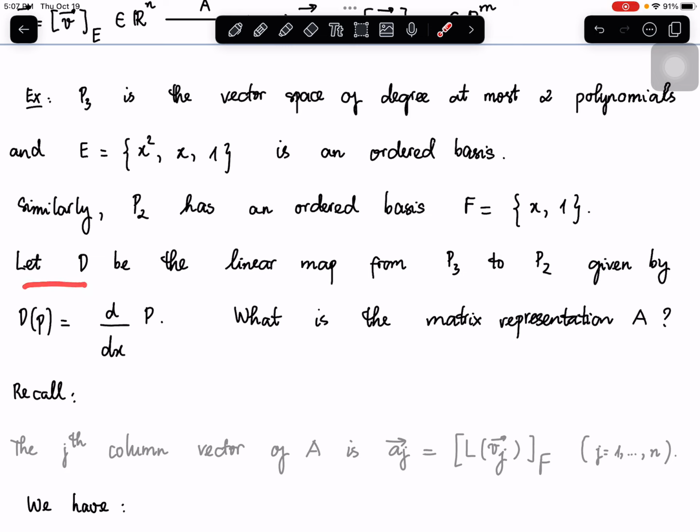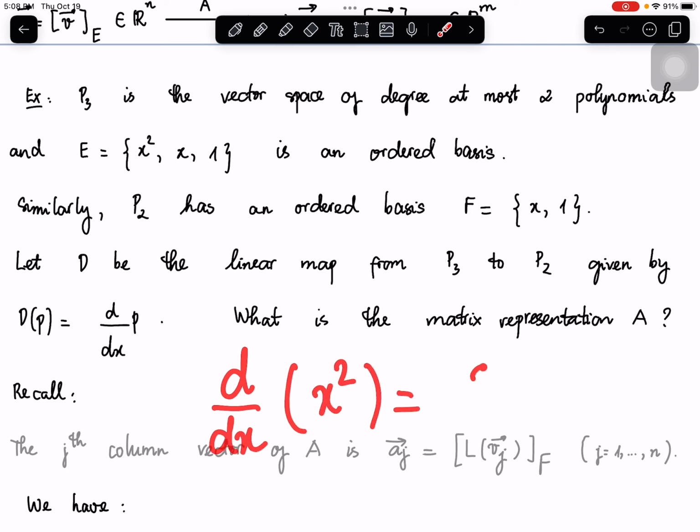Now let D be the linear map from P3 to P2 given by the formula D of p is the derivative of p. So this p is a polynomial, and we just compute the derivative of p. For example, the derivative with respect to x of x squared is 2 times x. And we need to find the matrix representative of this linear map.